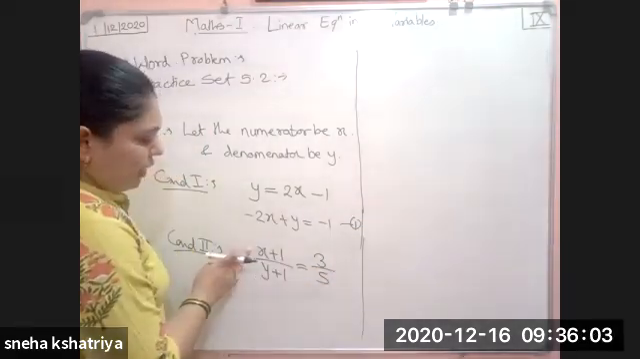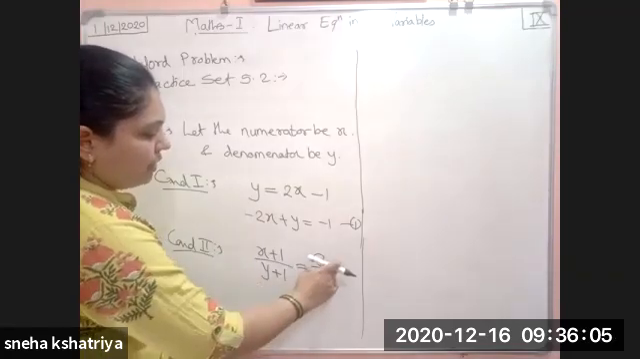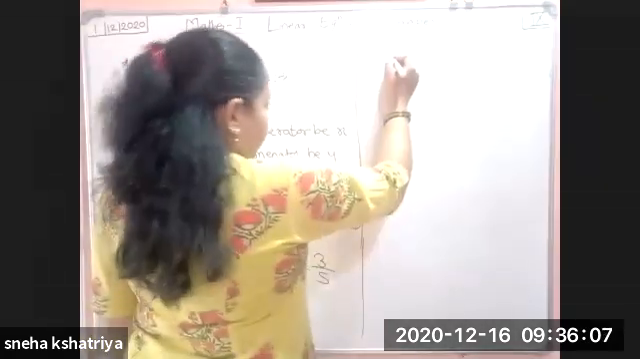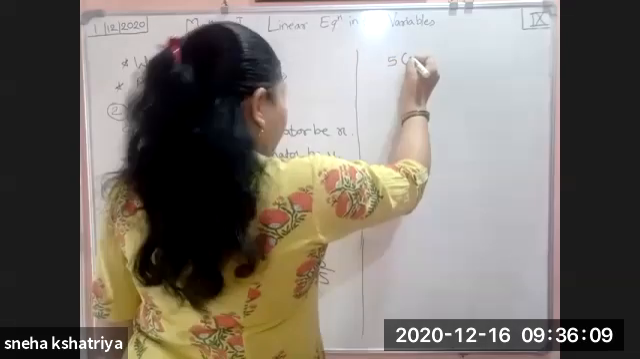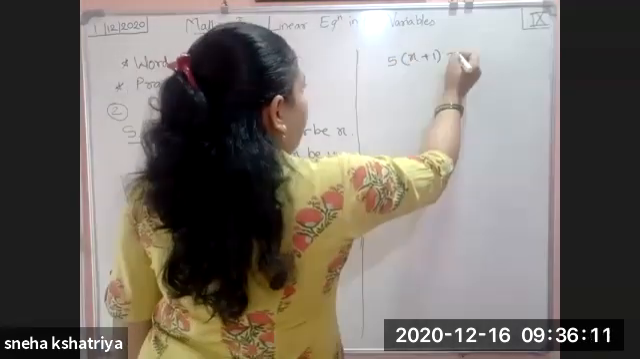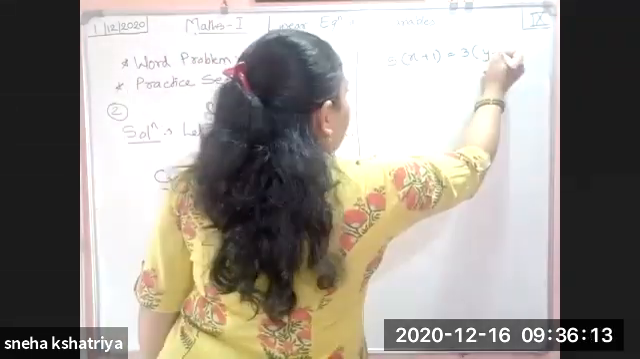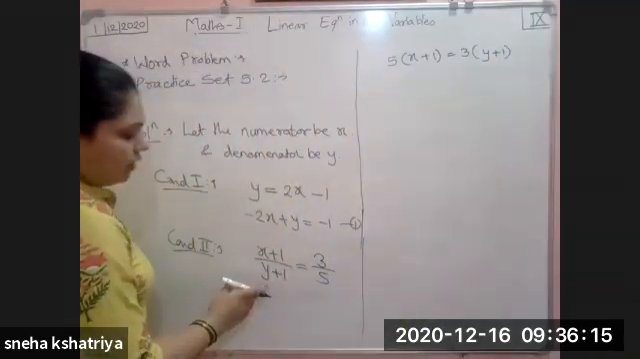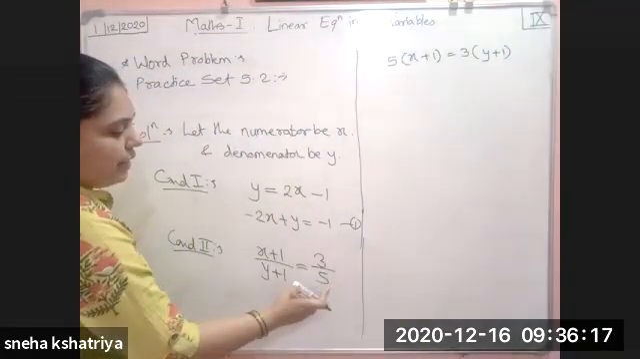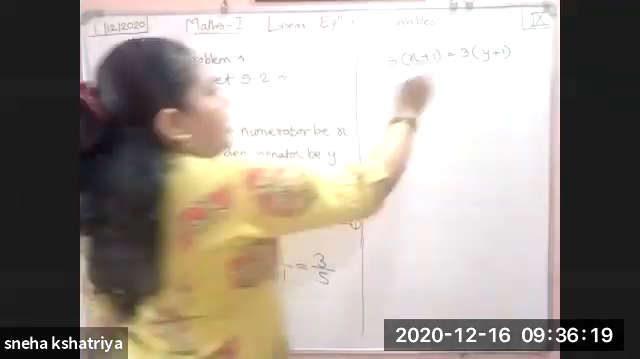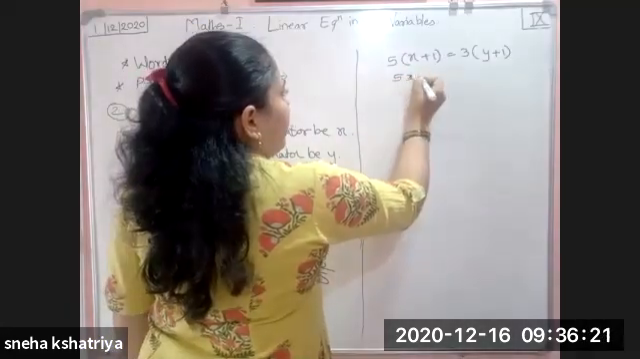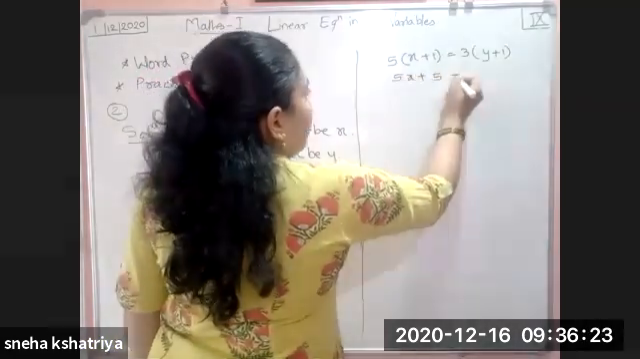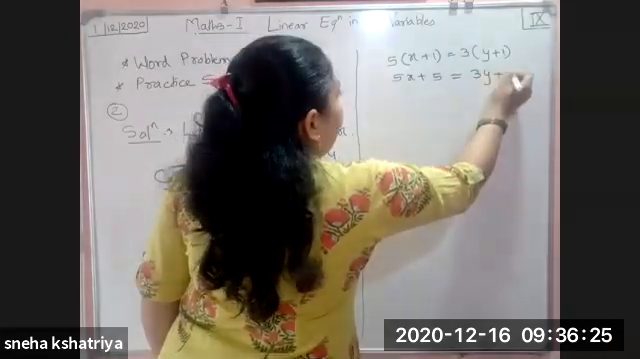3 multiplied to x and this y plus 1 multiplied to 3. So this we will get 5 into x plus 1, which is equal to 3 into y plus 1. This y plus 1 shift to right side, 5 multiplied to x plus 1. Multiply in the bracket, this becomes 5x plus 5, which is equal to 3y plus 3.